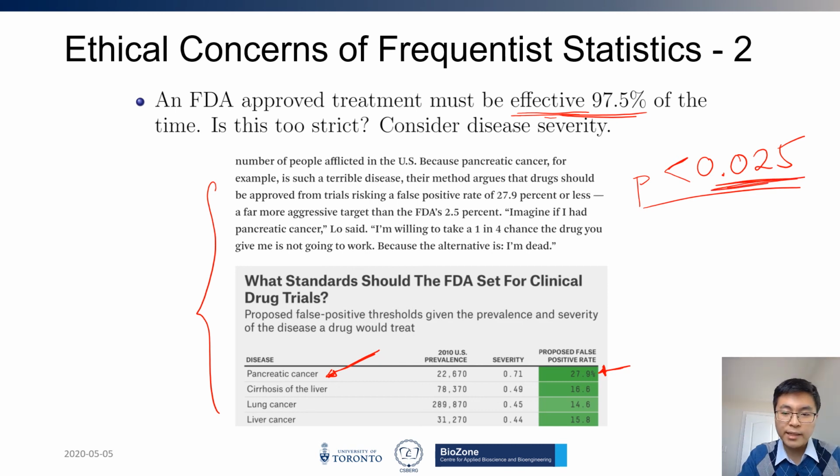They're effectively saying that for pancreatic cancer, it could go all the way up to 27.9% because of the severity of the disease. And so they have the severity factor where they included a weight to say the more severe and the less treatment options are available for a particular illness, the more open you should be to potential treatments to maximize the benefit to the patients.